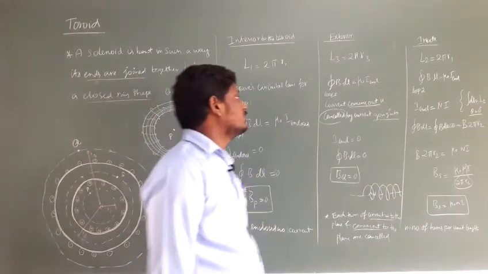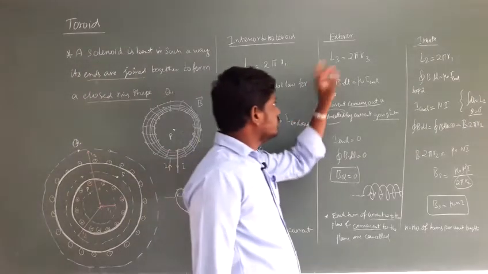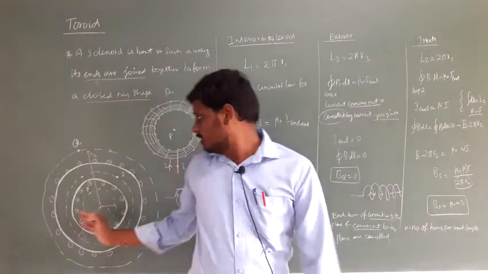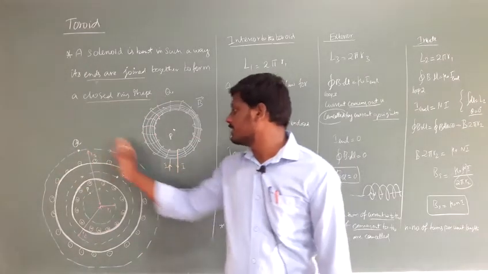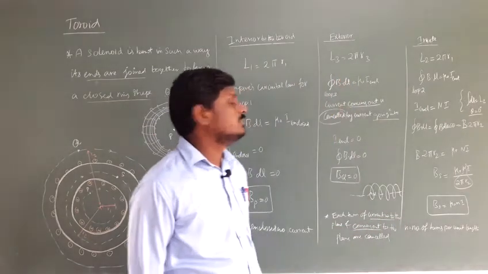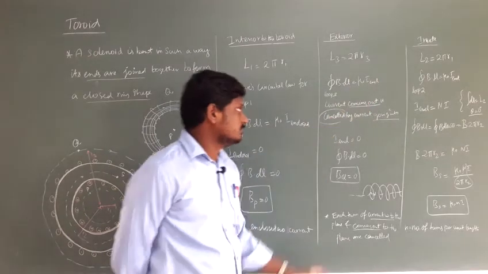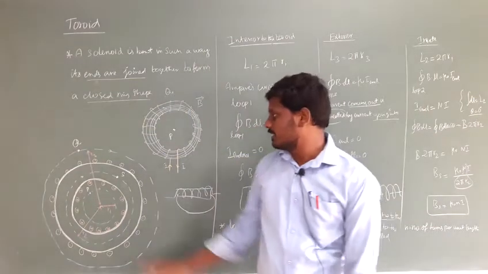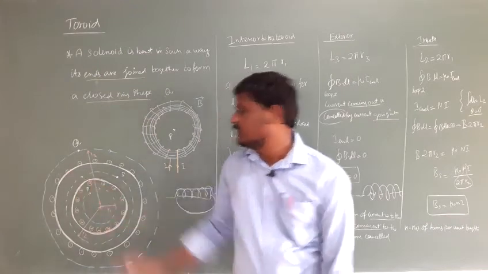Then the exterior of the toroid. Exterior means outside. So the loop L3 is equal to 2 pi R3, with radius R3. This is an Amperian loop from the center to the point Q, of radius R3, that is L3. So L3 is equal to 2 pi R3. Then using Ampere's circuital law, closed integral B dot dl equals mu 0 I enclosed. What is the current enclosed in this toroid? Just see, the current goes in and out, represented by the dot and plus.